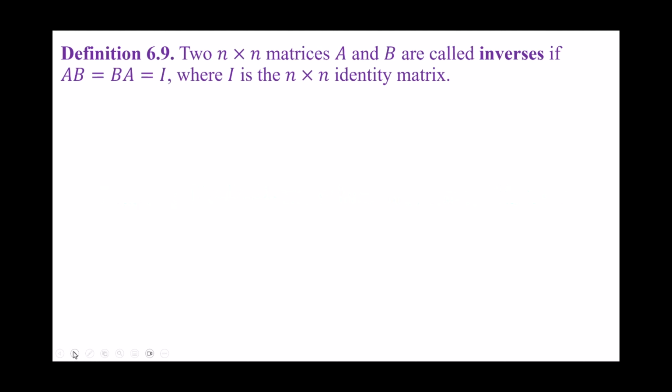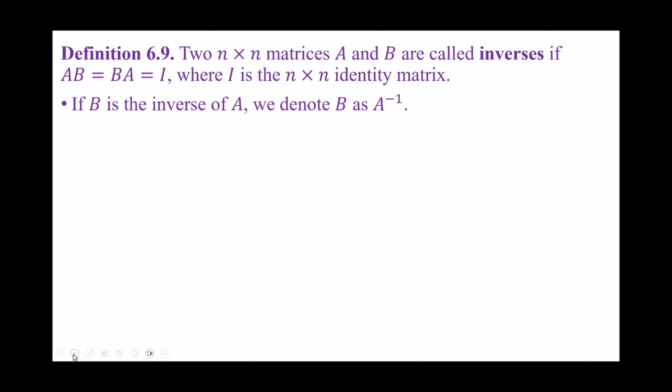Two n by n matrices, A and B, are called inverses if A times B equals B times A equals the identity matrix, where I is the n by n identity matrix. So two matrices that are square are inverses if, when we multiply them in either order, we get the identity matrix of the same size.